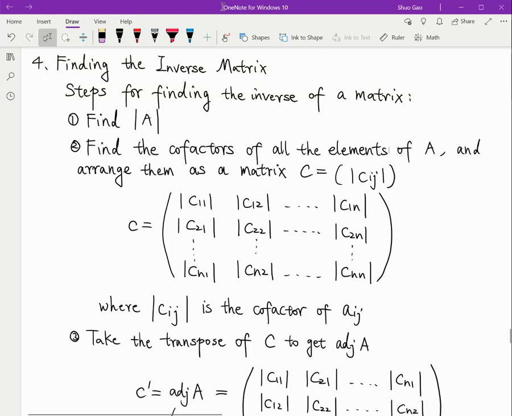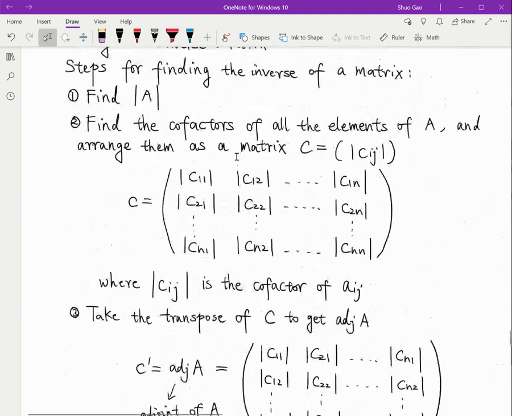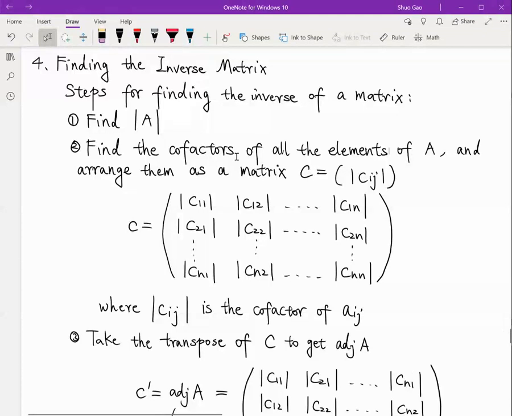Our last topic for chapter 5 is to find the inverse matrix. So we have several steps to take in order to find the inverse of a matrix. Here are 4 steps in total. The first step for finding the inverse matrix is to find the determinant of the matrix. Suppose we want to find the inverse matrix of A. The first thing we need to do is to find the determinant of A.